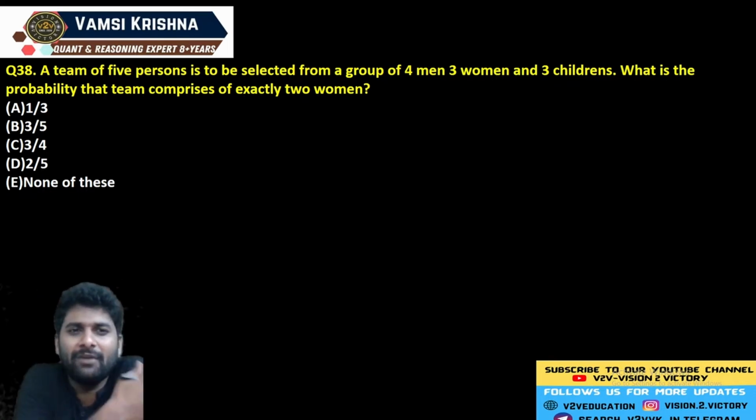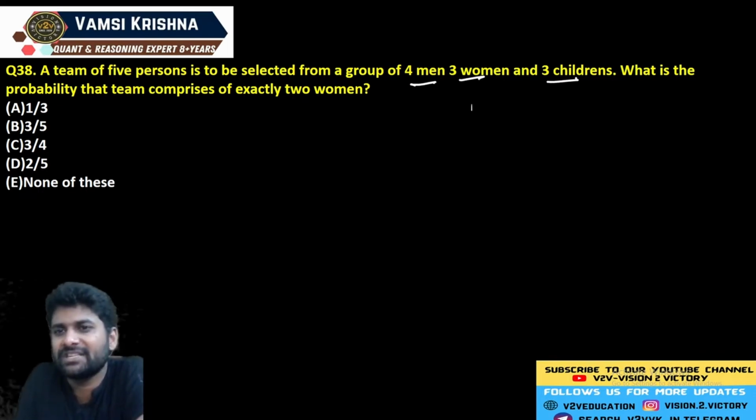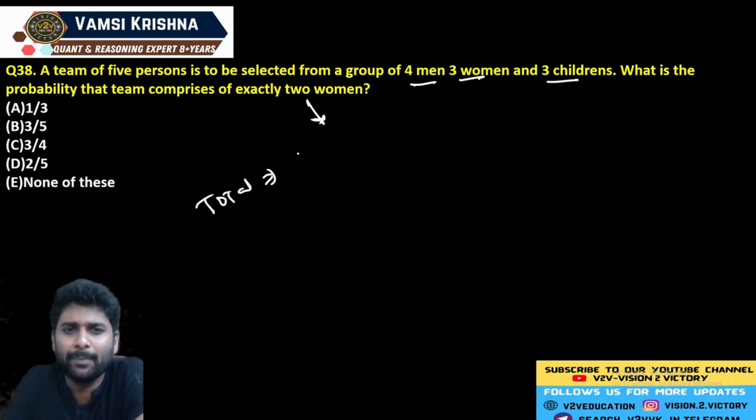Next one, see. A team of 5 persons to be selected from a group of 4 men, 3 women and 3 children. What is the probability that the team comprises exactly 2 women? Out of 5, exactly we need 2 women. First of all, what is the total probability? So total probability, we have how many people? We have 10 people. Out of 10 people, we have to select 5.